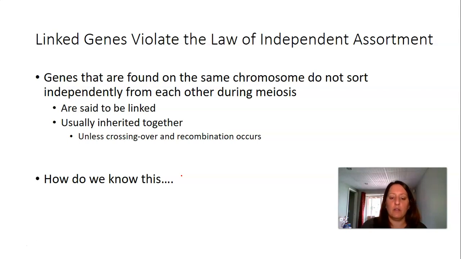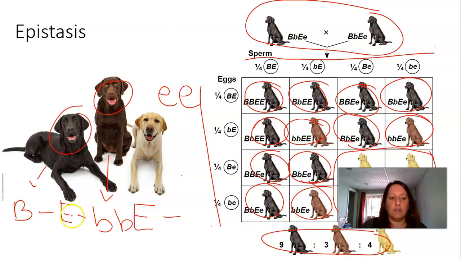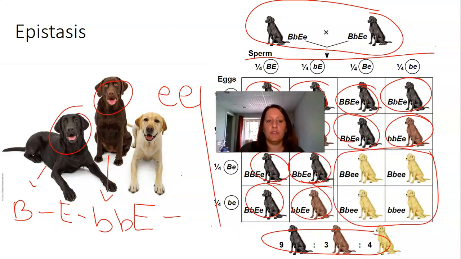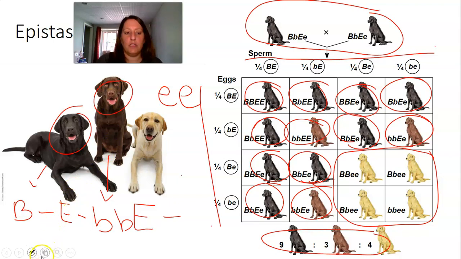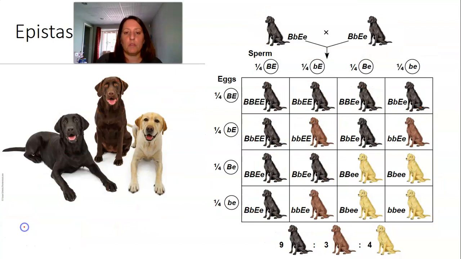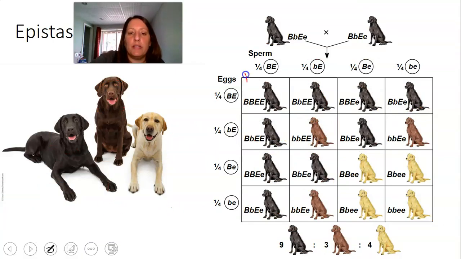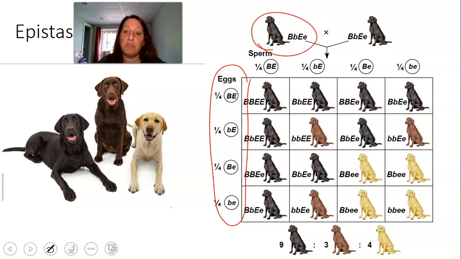So if I go back 1 slide, maybe. Let me get rid of some of this, and let me get rid of all the ink on here. Okay, so if you look here, we had our 2 dogs, right? And we said that these are the potential gametes of one of these dogs. Well, that's because the B and the E gene were on separate chromosomes, and so they segregated independently of each other during meiosis, and so you end up with all these 4 potential gametes.